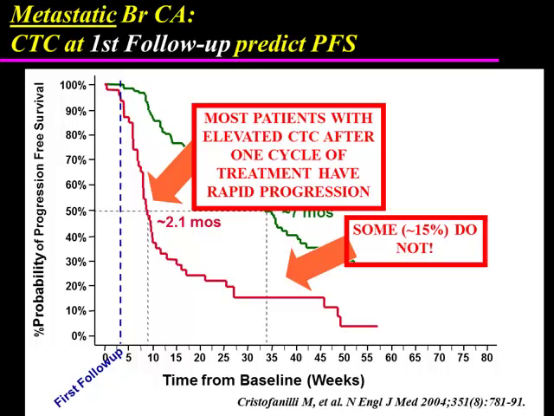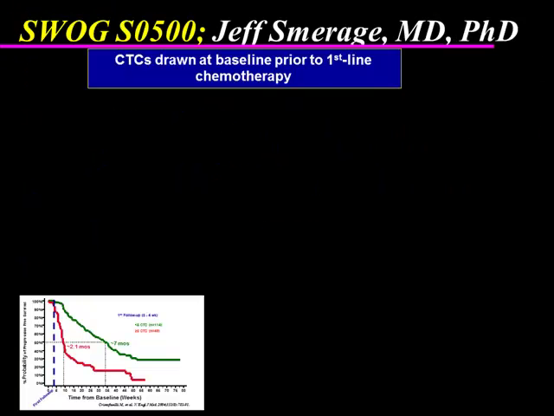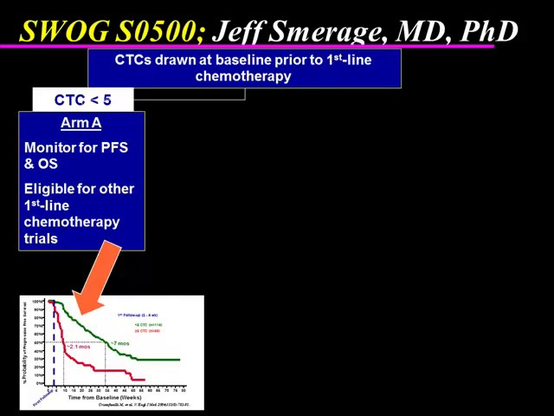And so the question is, although many of these patients relapse or progress very, very rapidly, some do not, and we also don't know if changing therapy right away would make a difference for those who do progress rapidly. And so within Southwest Oncology Group, led by my colleague Jeff Smerage from the University of Michigan, we started SWOG S0500. We focused this on patients who had first-line chemotherapy in the metastatic setting, and that's because that's a homogeneous group of patients for whom we thought it was most likely to be a successful study. If at baseline they didn't have elevated cells, then they were treated with whatever their physician felt they should be treated with, and they're on that green line.